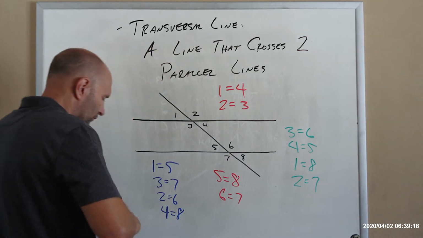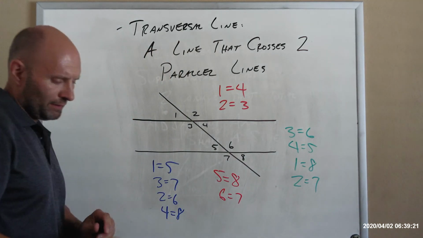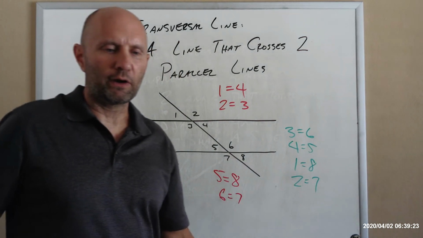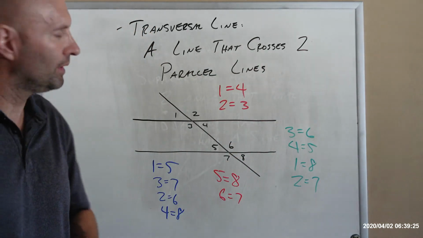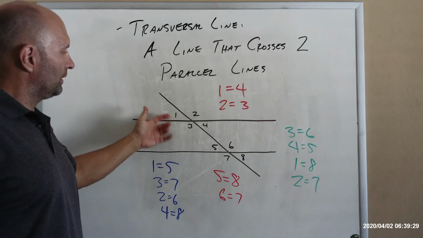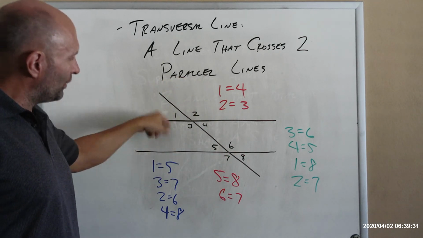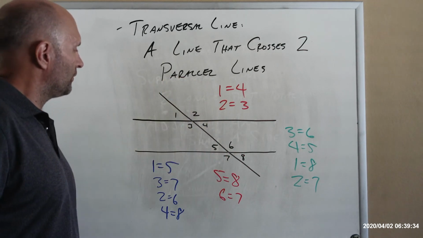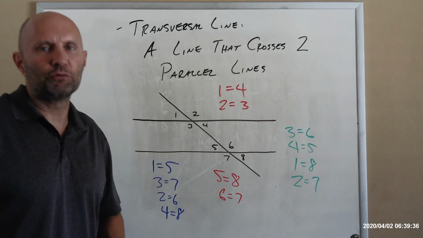And I'm not going to require you to know that these have names like alternate interior angles, alternate exterior angles, things of that nature. But just know that when we have two parallel lines with a transversal, we get all these groups of angles that are equal to each other.